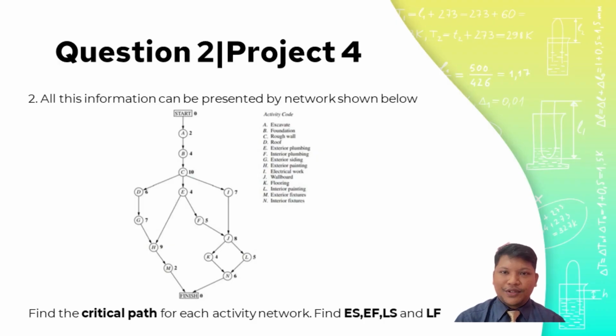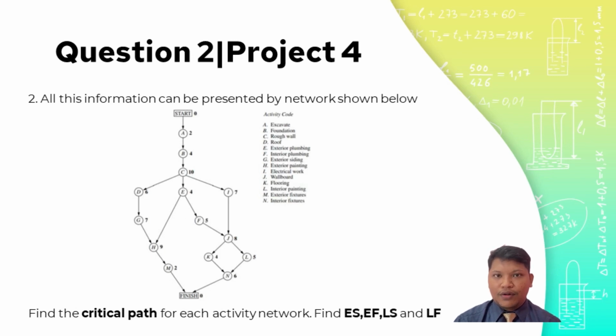Hello again and welcome to this tutorial on how to find the critical path of a project using the arrow diagram method. In this method, the activity code is labeled with letters A through N. The duration of each task is indicated by a number. The start and the end of each task is indicated by a start and a finish box respectively. To find the critical path of the project, we will first need to determine the early start, early finish, late start and late finish for each task.